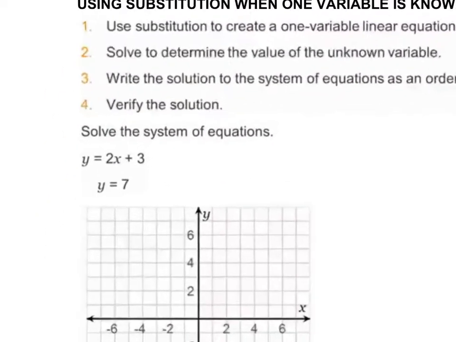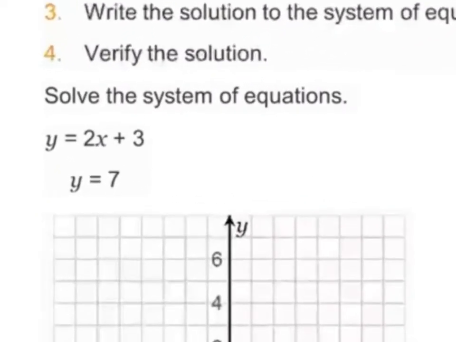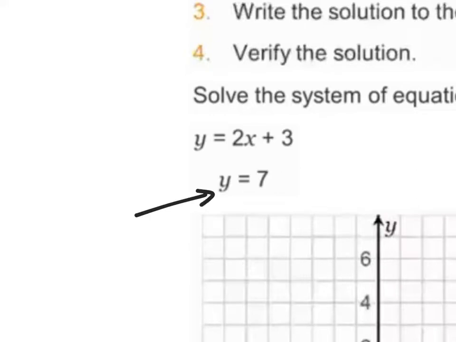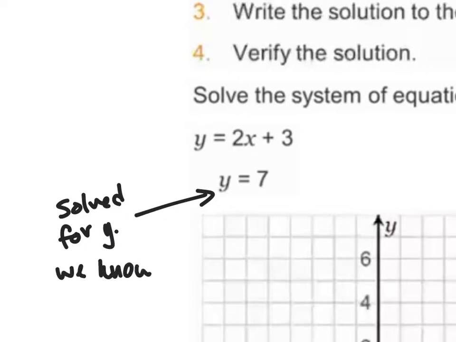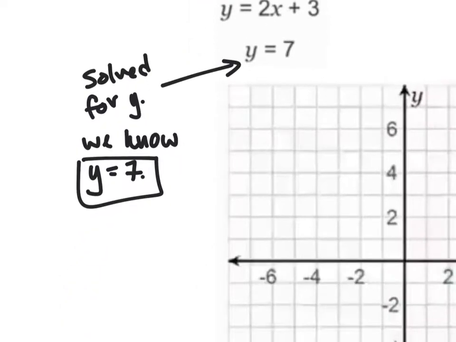So here's my system, okay? Now, we have the equation y equals 2x plus 3. We also have the equation y equals 7, okay? So what I want you to note here is that this equation is solved for y, okay? And what that means is that we know that y equals 7. All right, we've already done half the work. We already know what the y value is. What we want to do now is solve for x.